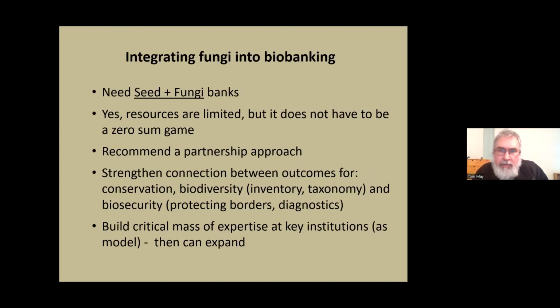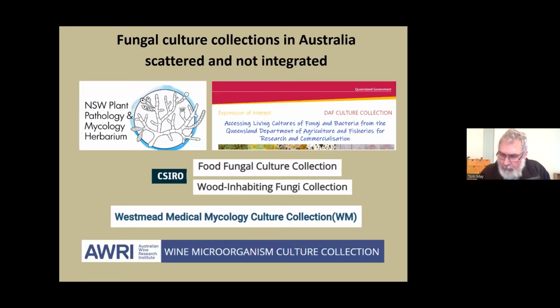I think a partnership approach is really important, and that we need to strengthen connections between outcomes for conservation, biodiversity in terms of inventory and taxonomy, and the other main area where we intersect with fungi, which is biosecurity around protecting borders and diagnostics. Building up a sound knowledge of our native fungi will benefit right across all those areas. And it may be that one way to do it is to build critical mass at some key institutions and then expand that outwards. One of the big issues that we face is that fungi culture collections around Australia are scattered and they're not integrated at all.